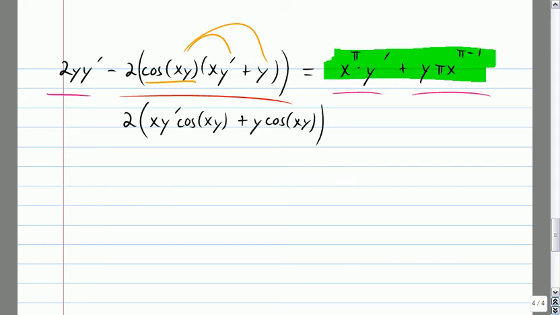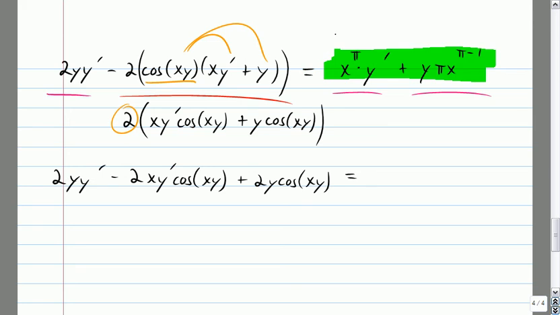Okay, now you've got to distribute this 2 in. Just out of curiosity, why did you decide to do the cosine one before the 2? You know, the 2 probably would have made more sense. Oh, I was wondering if that adds anything. So let's see, this is 2xy prime cosine xy plus 2y cosine xy. And then we've got to bring everything else with 2y y prime equals x to the pi y prime plus y pi x to the pi minus 1.